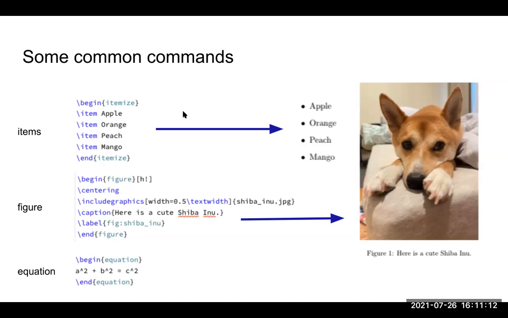And similarly for equations, you still start with the begin and end command, but this time it's equation, and in this case, just the Pythagorean theorem. And once it's been compiled, it basically looks like this. And I'll be demonstrating some simple mathematical expressions later on.